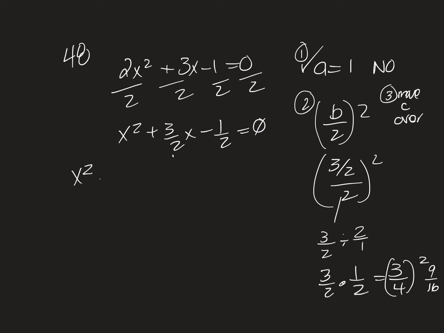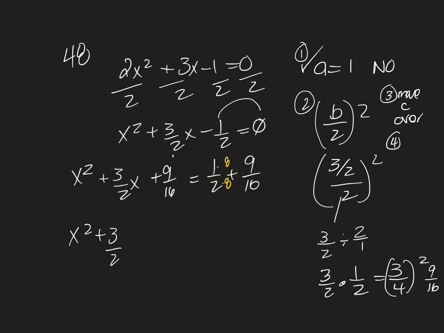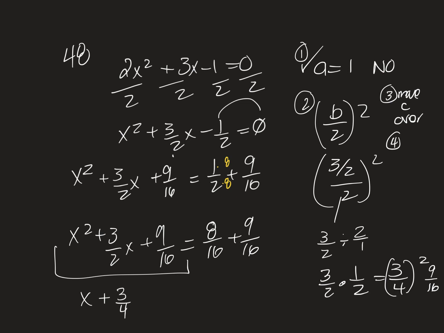Okay, so then we're on step 3, we move c over. So x squared plus 3/2 x, I'm going to do 4 together. So add 9/16. I'm going to move this guy over like that. Same thing, we have to make this guy be 16. So this one I'll have to times by 8. Equals 8 over 16 plus 9 over 16. This guy, same thing, this is equal to this. And I can tell because that's here. This would be 17 over 16 now.